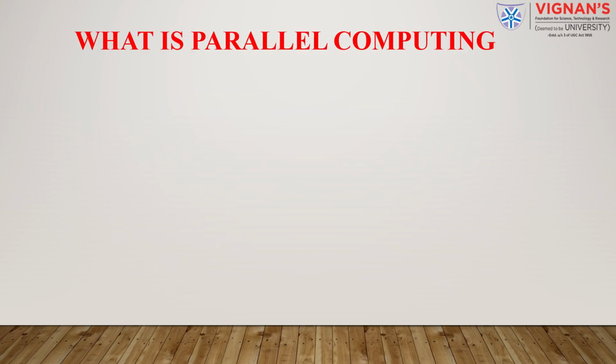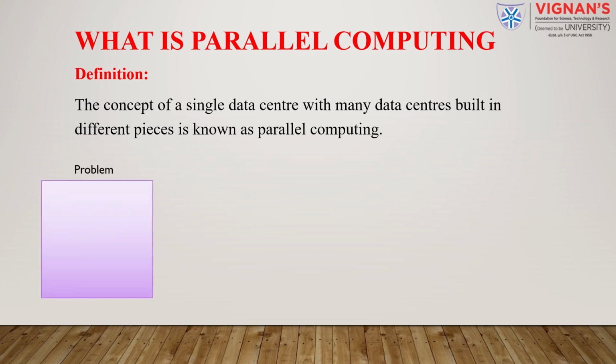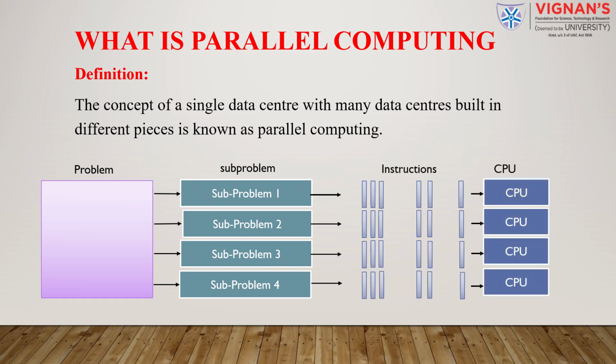Now, let's look at the concept of parallel computing structurally. One definition describes it as the concept of a single data center with many data centers built in different pieces. If you look at the diagram logic here, we start with a main problem. This problem doesn't stay whole, it is broken down into subproblems 1, 2, 3, and 4. These subproblems are converted into instructions, which are then assigned to different CPUs.